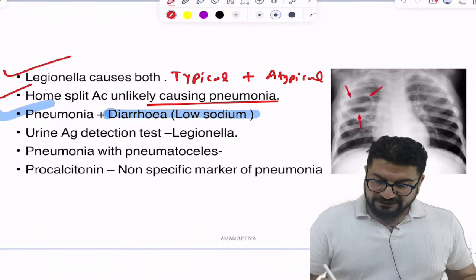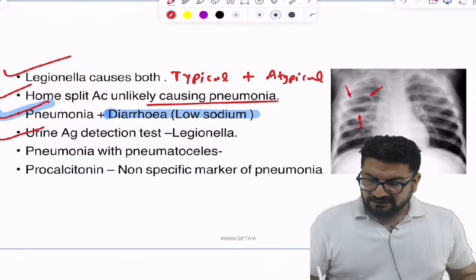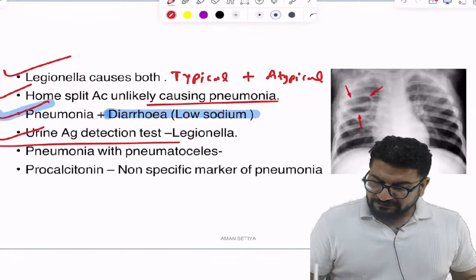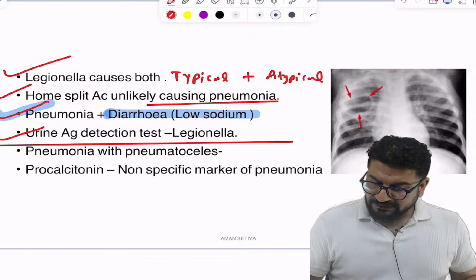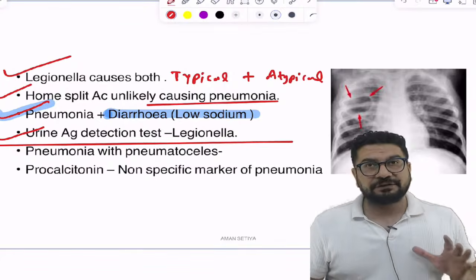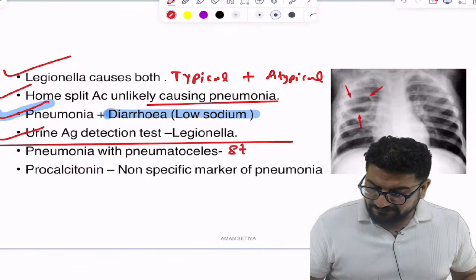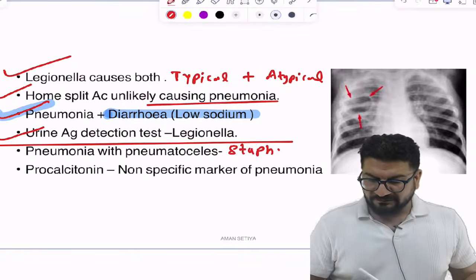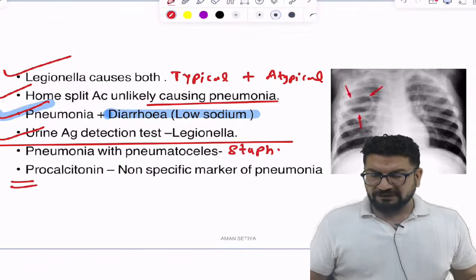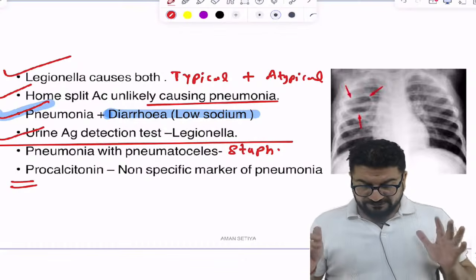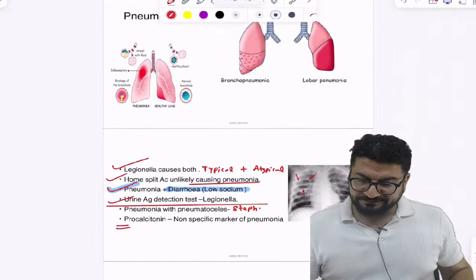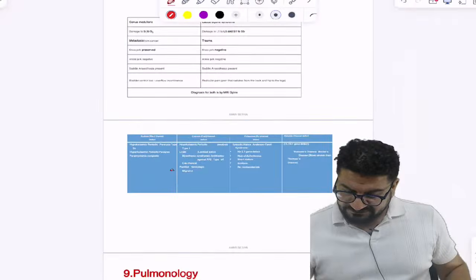Then we have urine antigen detection test, so these are all the MCQs which they ask on Legionella. Pneumatocele के साथ अगर निमोनिया होगा, so it is generally caused by Staphylococcus aureus. And non-specific marker of pneumonia, it's also non-specific marker of sepsis, that is your procalcitonin. Clear?